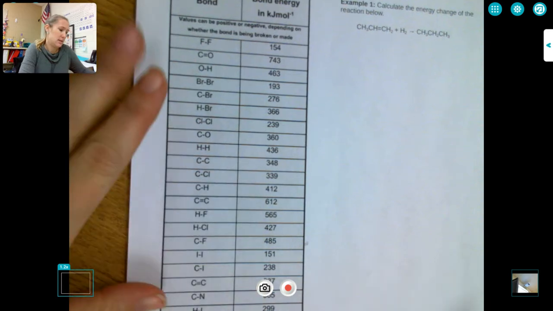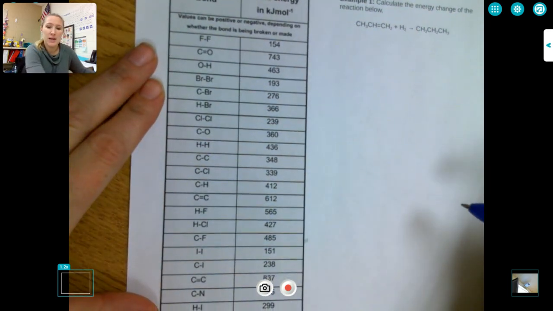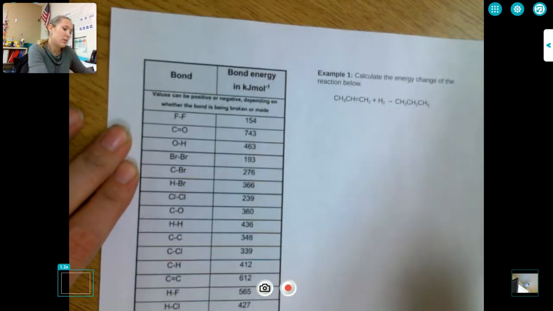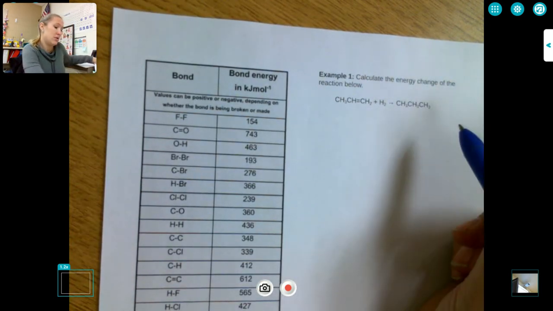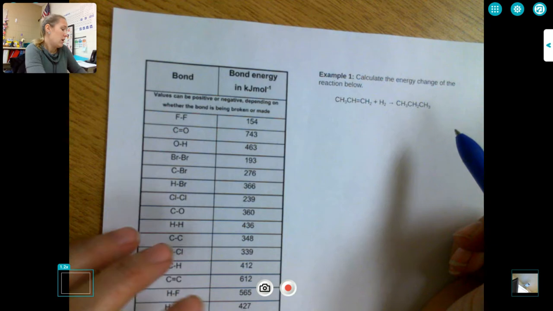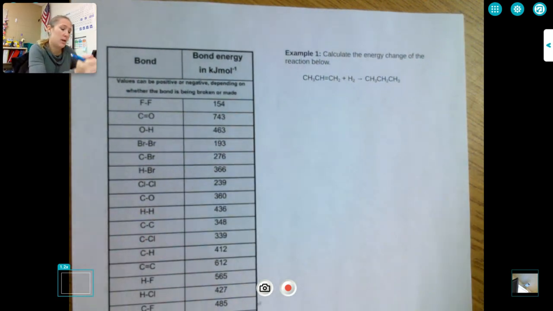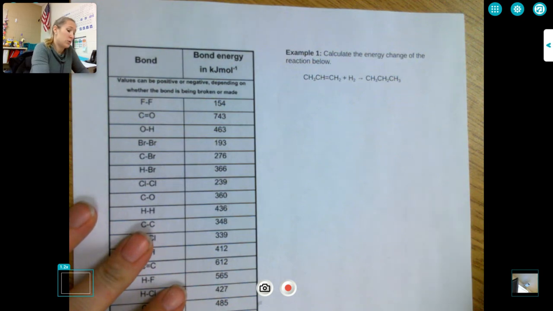If we need other ones, we can look them up in a chart. That's easy. So instead of having multiple pages, we just have a few of them that we'll use. So this asks us to calculate the energy change of the reaction below. Well, first we need to figure out what bonds we have, which are being broken, and which are being made. So we need to draw Lewis structures.